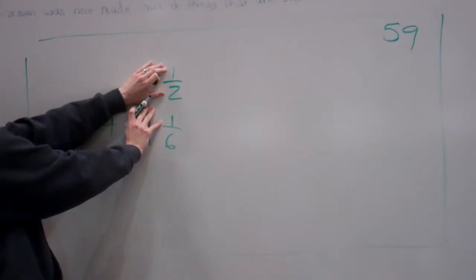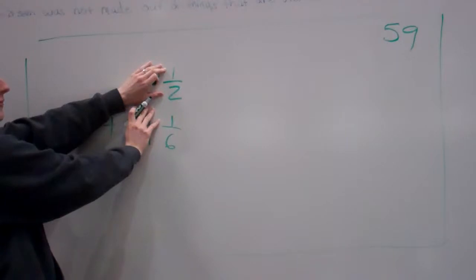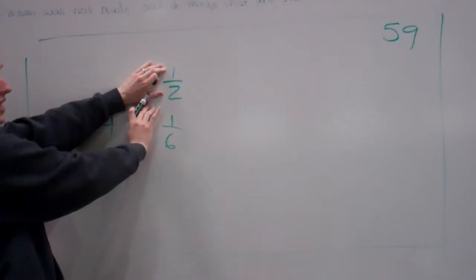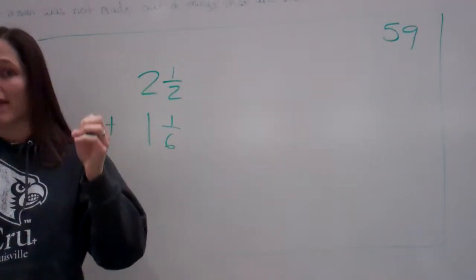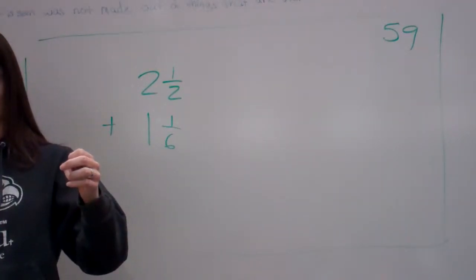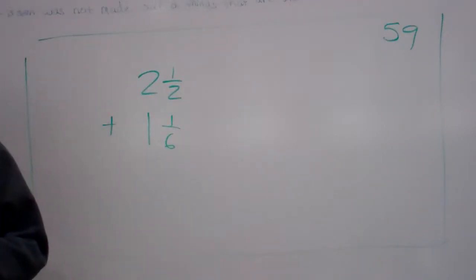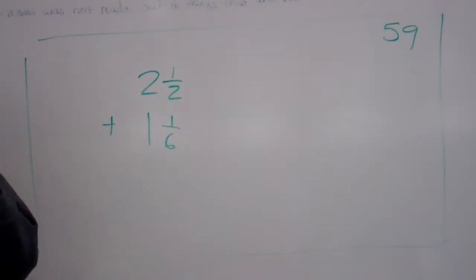Take the 2 up to a 6 and the 1 up to a 3. Okay, but what are you actually doing though? Timesing it by 3. This one? Yes. Okay, so basically, everybody remembers you have to have the same what? Denominator. Whenever you're adding or subtracting fractions, you have to have the same denominator.